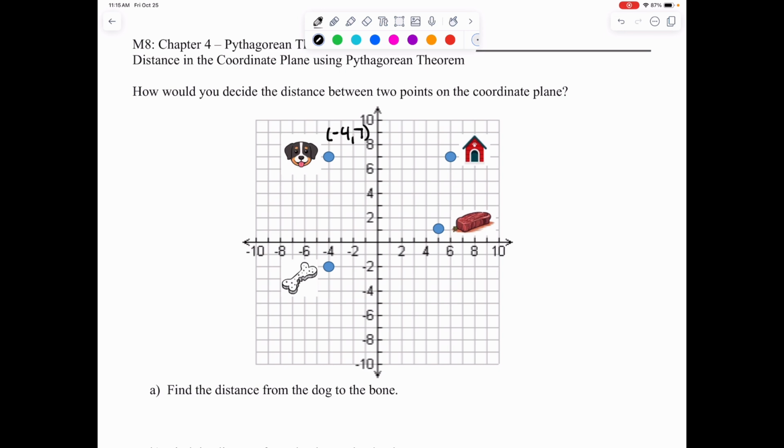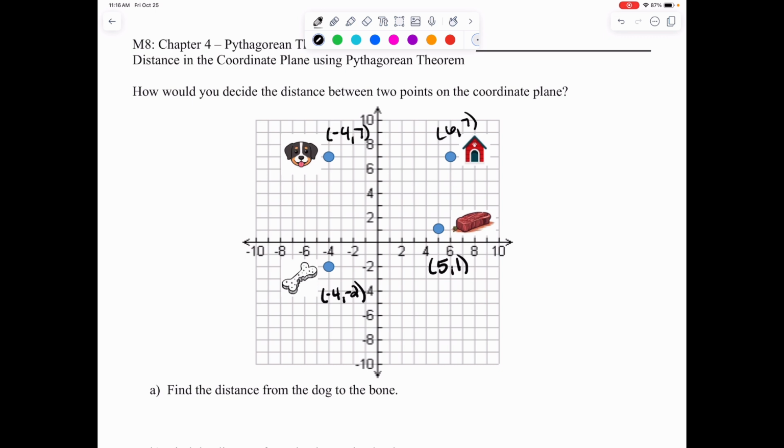where the puppy is located. You have the coordinate -4, -2, where the bone treat is located. You have the coordinate 5, 1, which is where the steak is located. And you have the coordinate 6, 7, which is where the dog house is located.